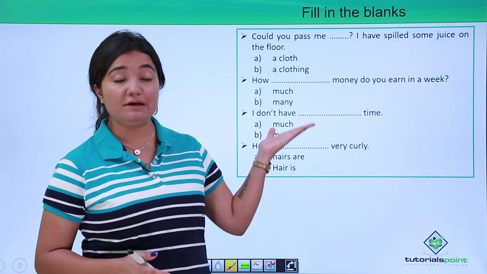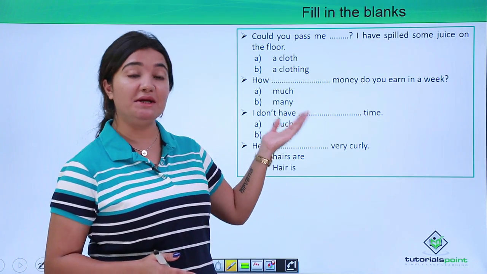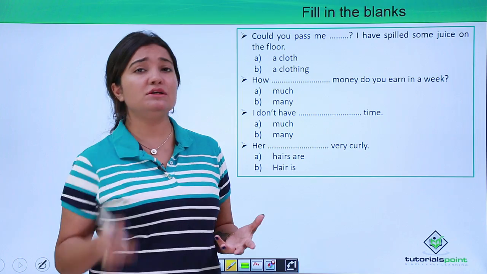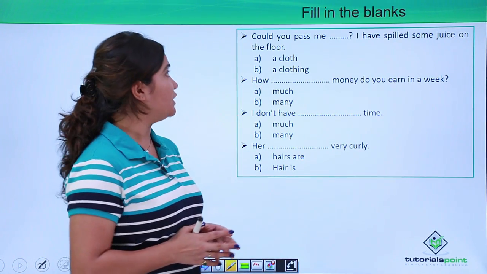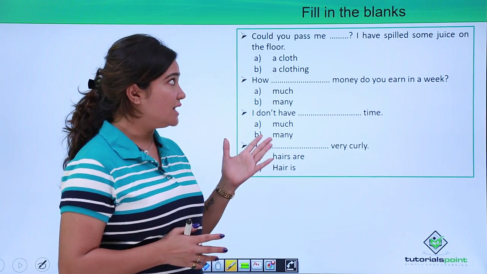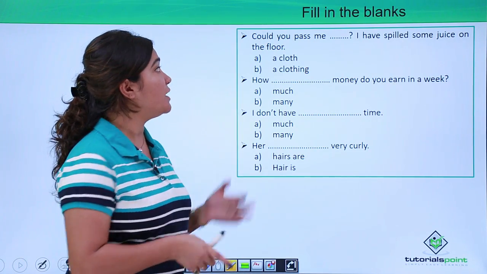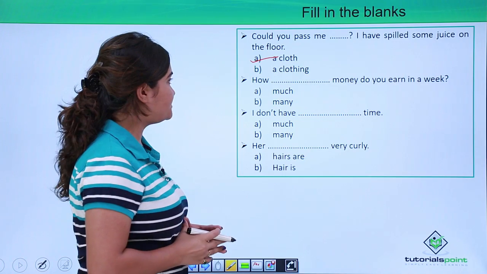So now here in the sentences, you have to use the correct option basis the noun that is present. If you feel it is countable or uncountable, is for you to gauge, and thereafter you're going to choose the right option. Okay. Could you pass me dash? I have spilled some juice on the floor. So could you pass me a cloth? According to the context of the sentence is correct.